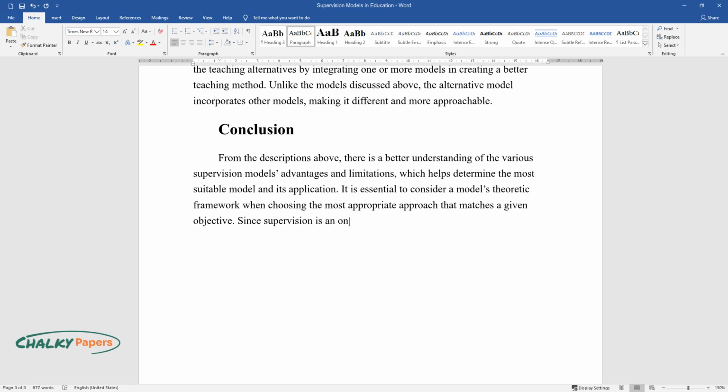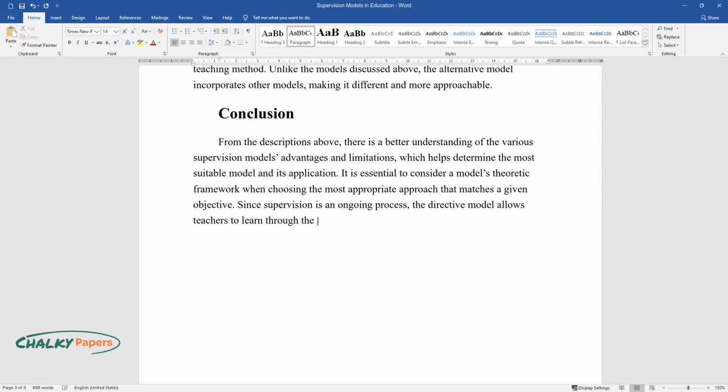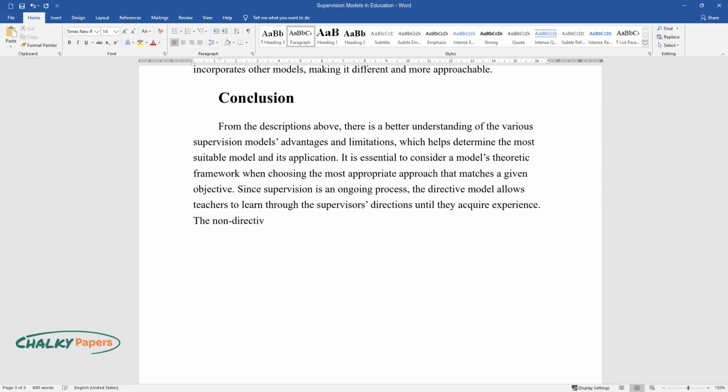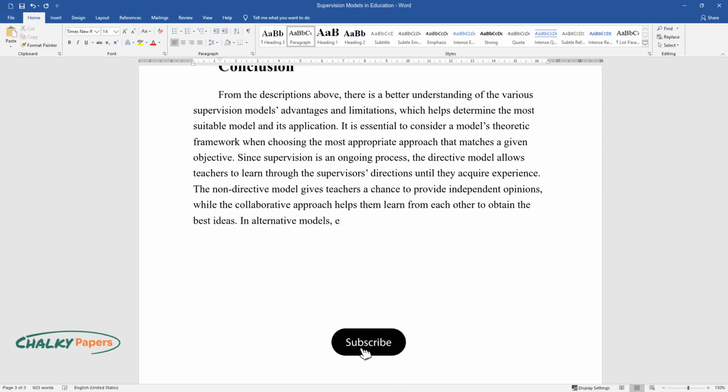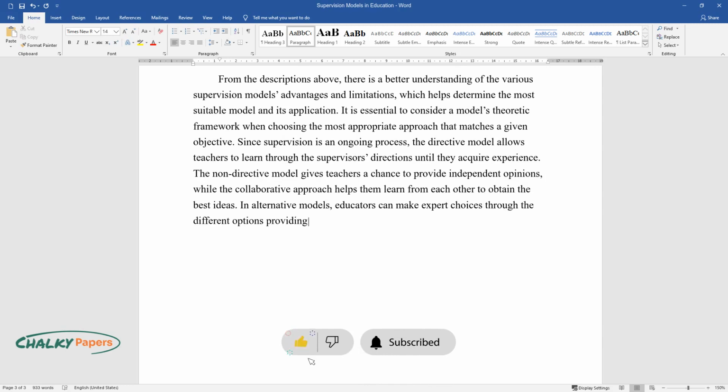Since supervision is an ongoing process, the directive model allows teachers to learn through the supervisor's directions until they acquire experience. The non-directive model gives teachers a chance to provide independent opinions, while the collaborative approach helps them learn from each other to obtain the best ideas. In alternative models, educators can make expert choices through the different options, providing self-reliability and appreciation of their work.